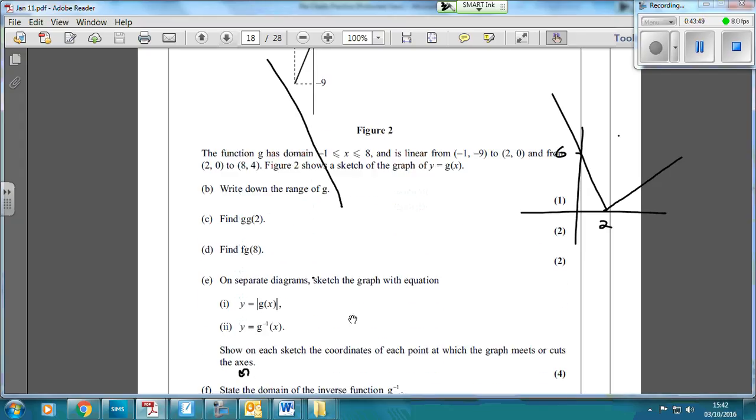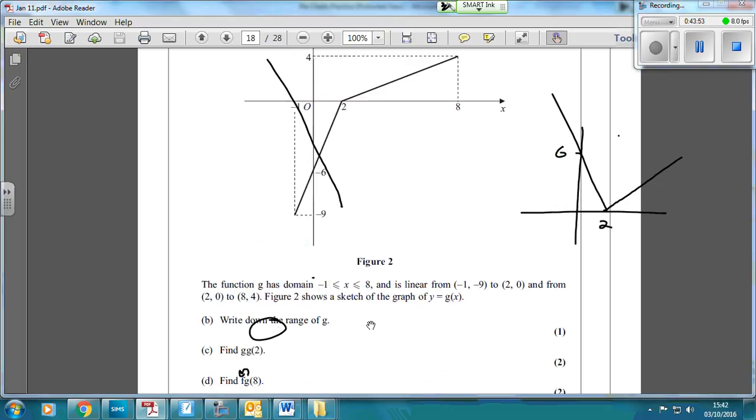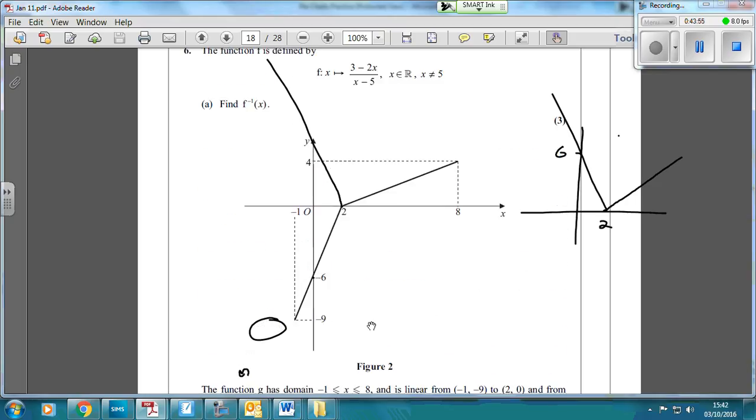g to the -1 of x. This is the inverse function. And again, as long as you've done your revision on this, it should be very easy. Now, our g of x function looks like this. It goes through at 2, 0, and it goes through at 0, -6.